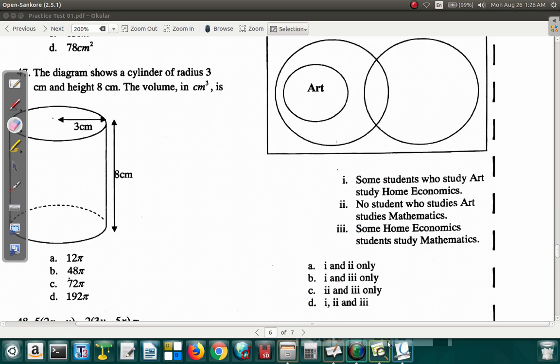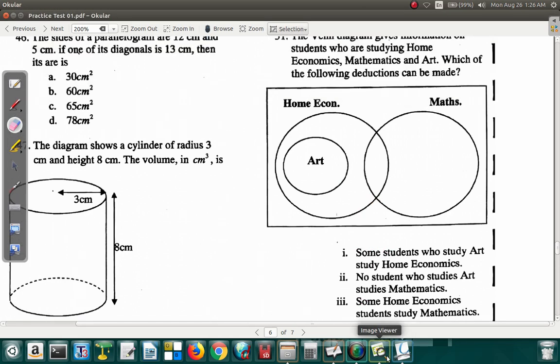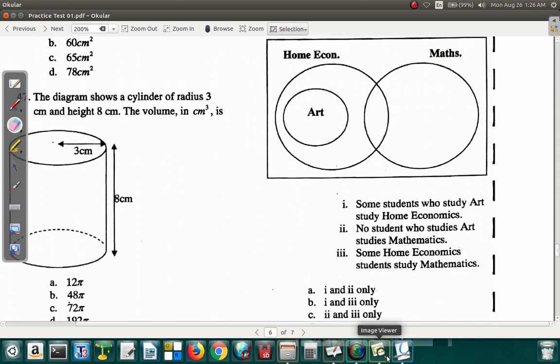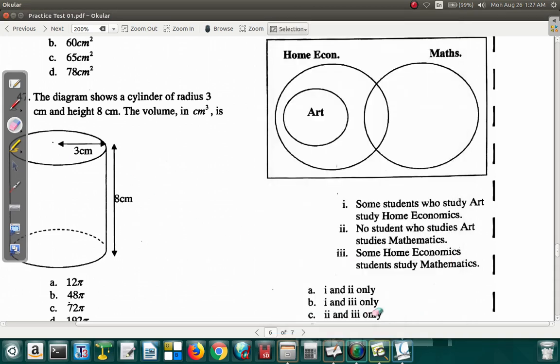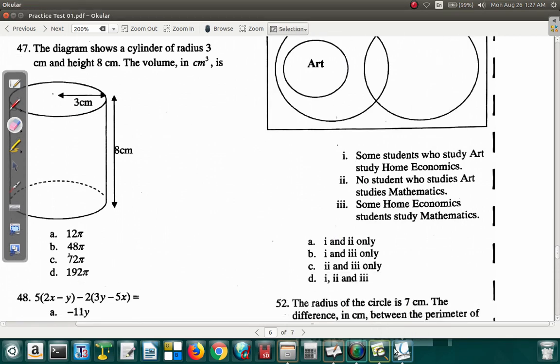Let's look at this. This was question 51. And the answer here is saying that 51 is C. So, 51 is C. The thing is, why isn't it D? Or why did they say it's not D?